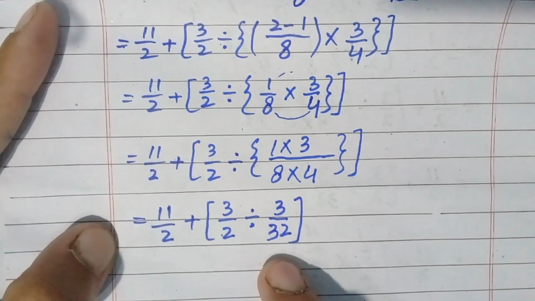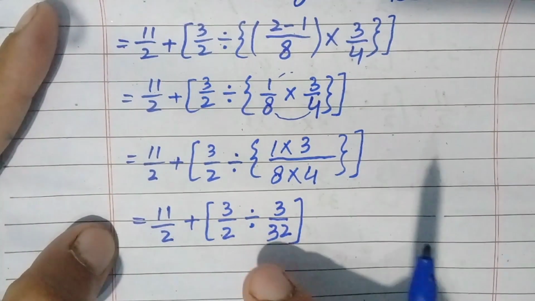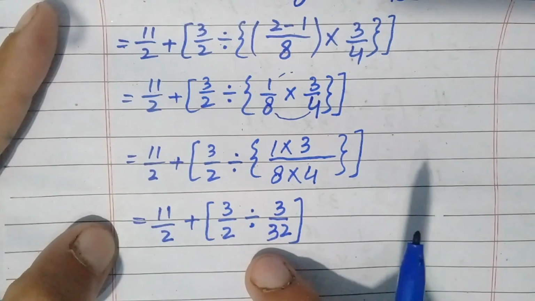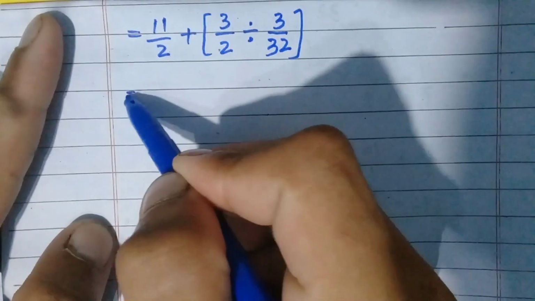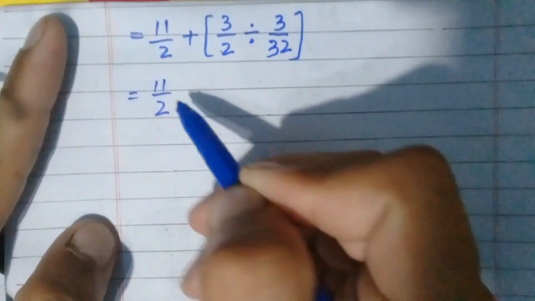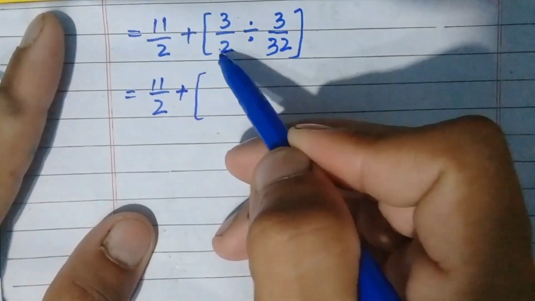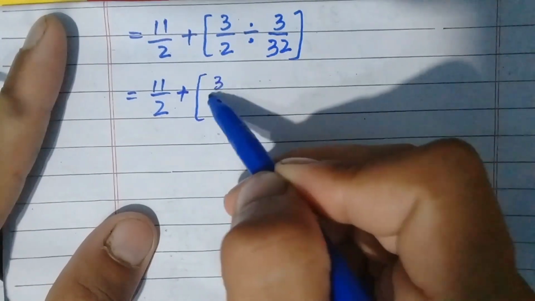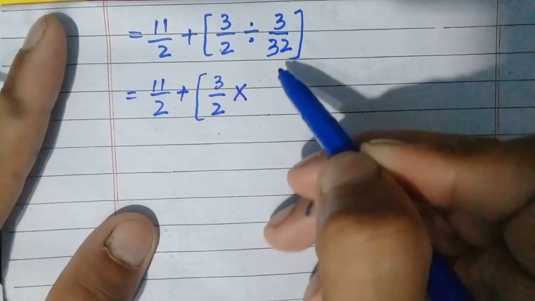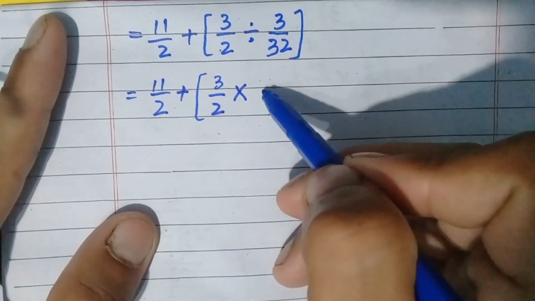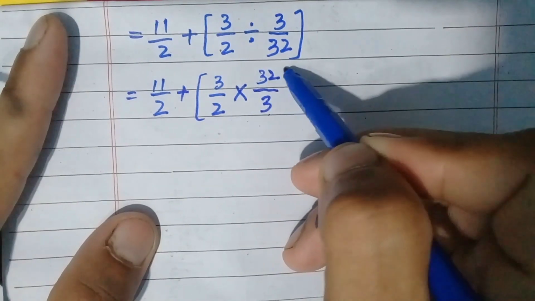Now we will do this square bracket. So what is inside the square bracket? Inside the square bracket is division of these two numbers. So here we will do this division. Again write the remaining part as the same, 11 by 2 plus. So by dividing these two fractions, we will write the first fraction as the same, and we will change this division into multiplication, and we will reverse this fraction, so it will become 32 divided by 3.